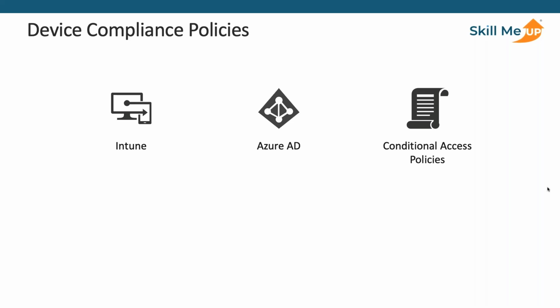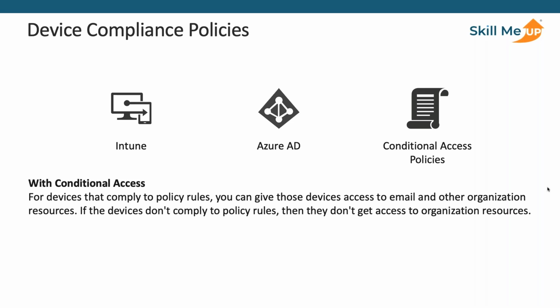One key piece of the information is the device compliance status. The compliance status is then used by conditional access policies to block or allow access to any of the applications or services or organizational resources that you wish to use. So if you're utilizing conditional access policies, then obviously for devices that comply to the policy rules, you can give them access to email, etc. If the devices don't comply, then you block them from those applications.